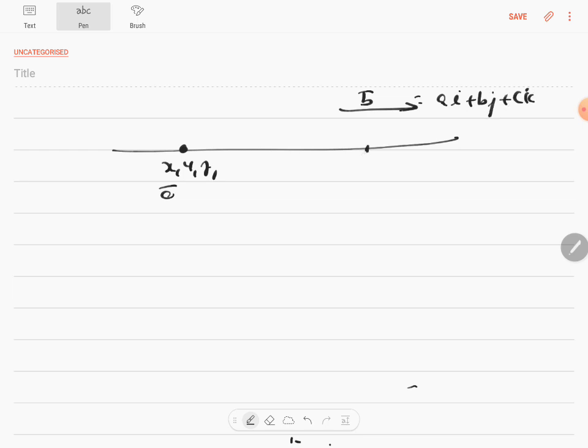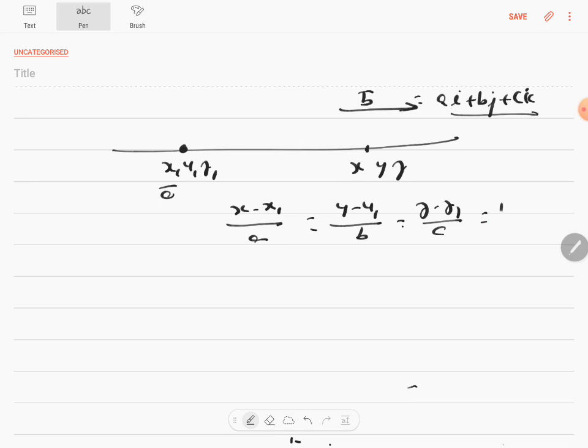Consider an arbitrary point x, y, z. You know this vector and this vector are parallel to each other. So let's write what this vector is. At the base it is x minus x1, y minus y1 and z minus z1. That and the above vector are parallel to each other. So x minus x1 by A is equal to y minus y1 by B is equal to z minus z1 by C is equal to lambda. It's like two parallel vectors: the direction ratios are proportional. So I'm using the same thing.